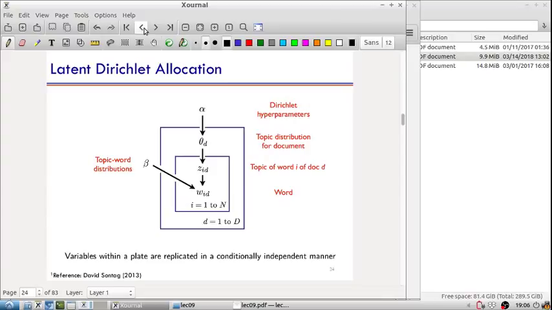Theta is something that you don't observe, right? Given alpha and beta. And beta is, let's say, basically 3 cross 100. So what does 3 mean? 3 means 3 topics. So alpha is 3-dimensional, 3 cross 1. So alpha is a parameter for a Dirichlet distribution. So theta is 3 cross 1.